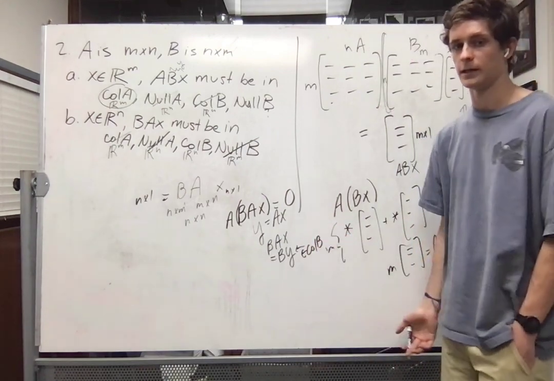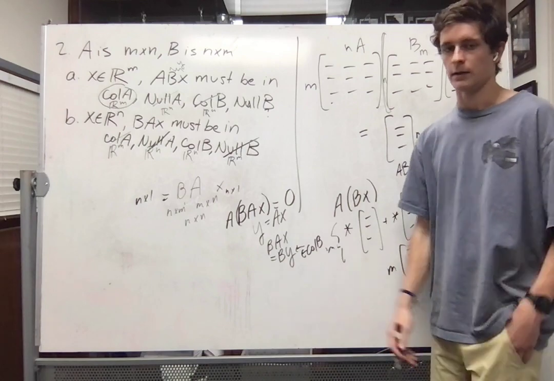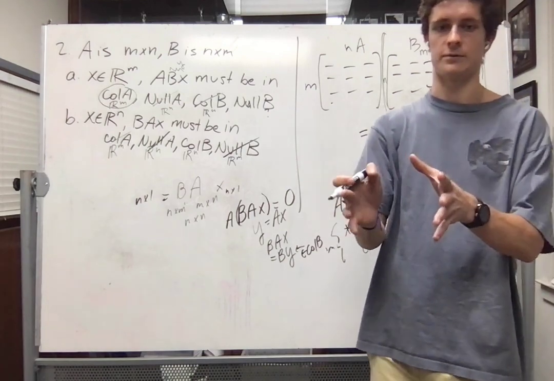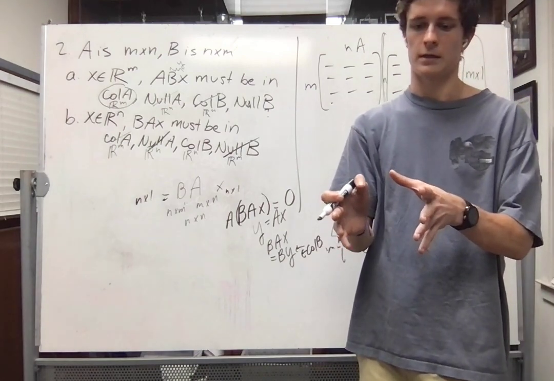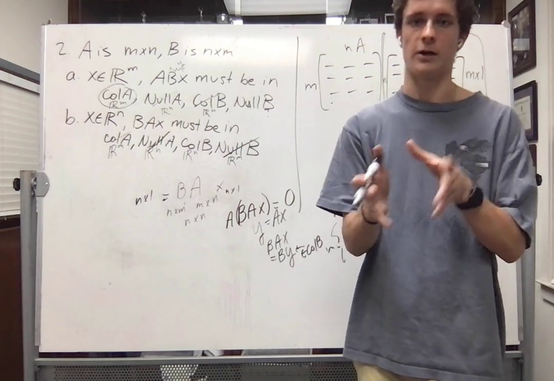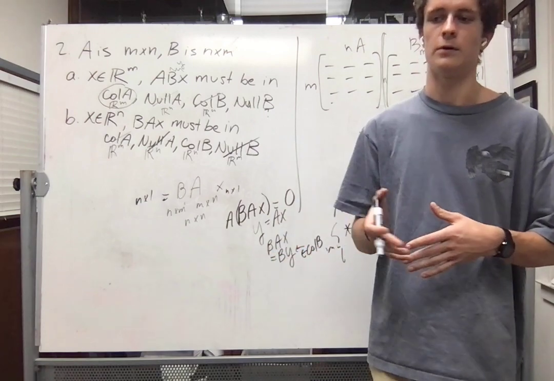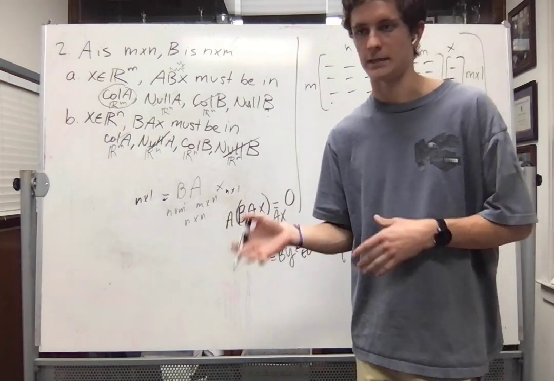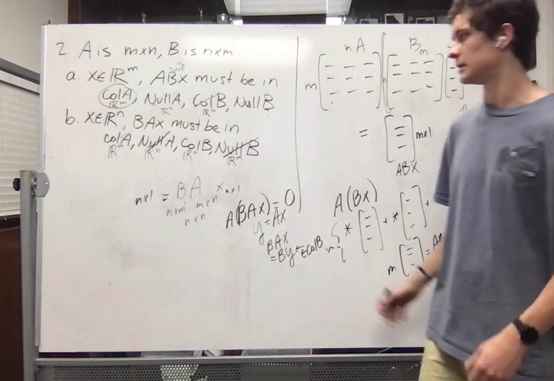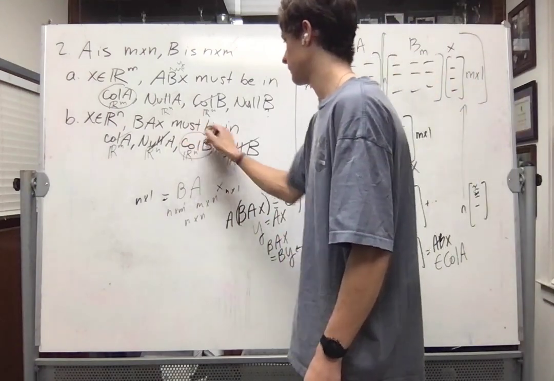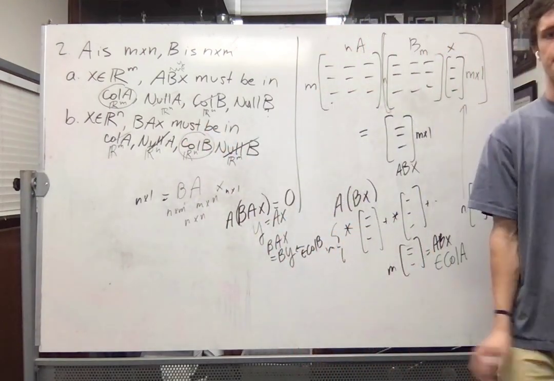So take a second to realize that every time we multiply a matrix times a vector, it's going to be a linear combination of the columns of that matrix. And so every time you do that, it's going to be something in the column space. Right? So it's got to be in col B.